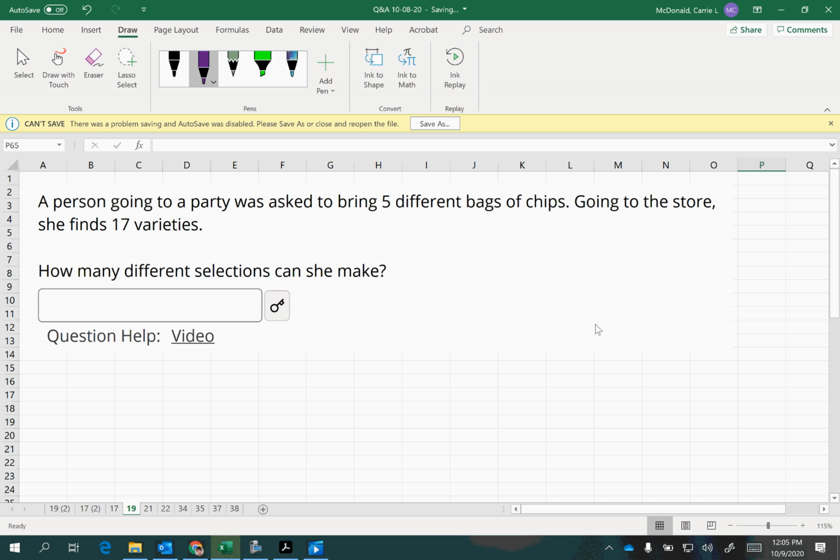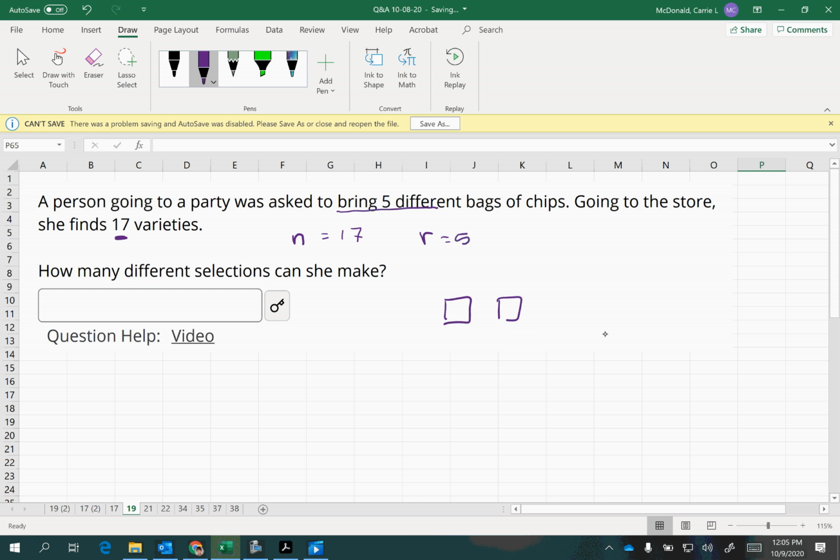So here we see that N is 17 because we are selecting from 17 different varieties of chips. And we will be bringing 5 only. So we have 5 spaces to fill. And we also want to know if we should allow repetitions or if we're doing this without replacement.